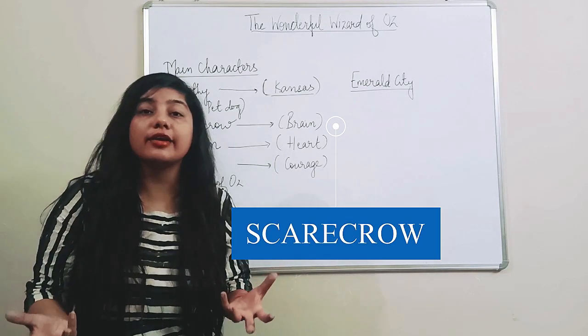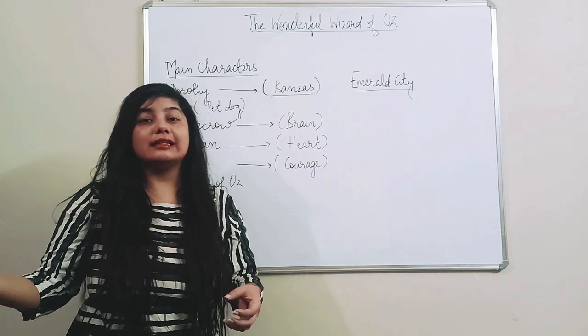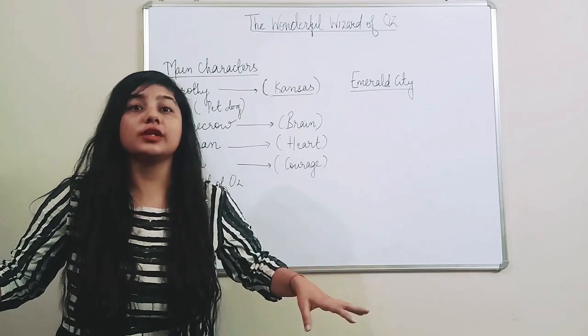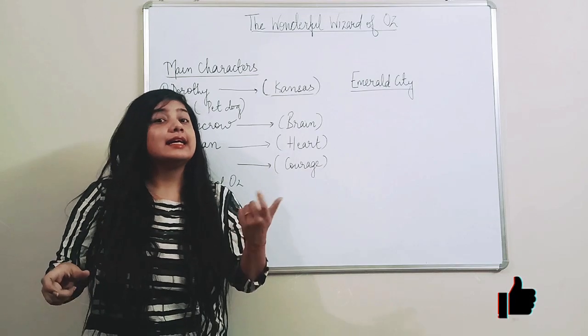Now what is a scarecrow? You must have gone to the farms and fields and seen some statue-like structures. When they are in the farm, the birds don't come. Some kind of pot is put on their head. Those structures are called scarecrows.